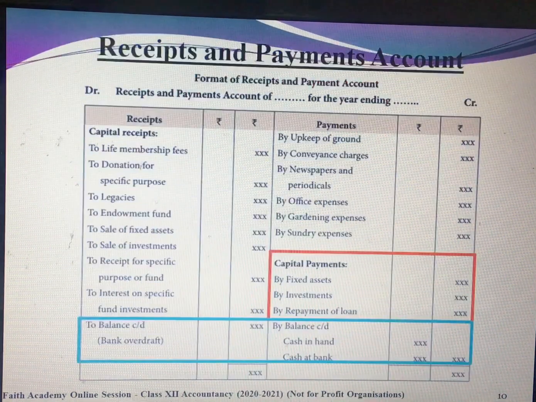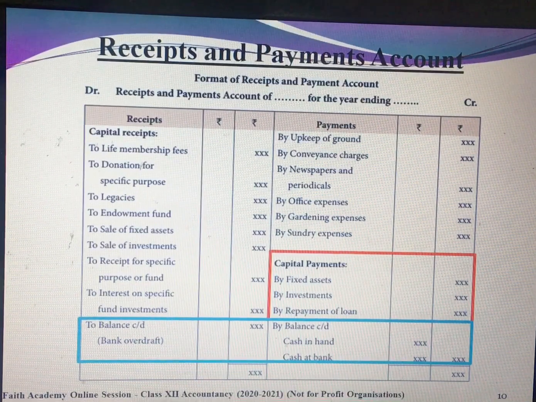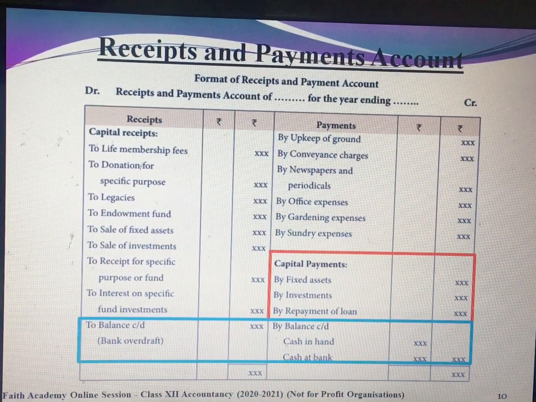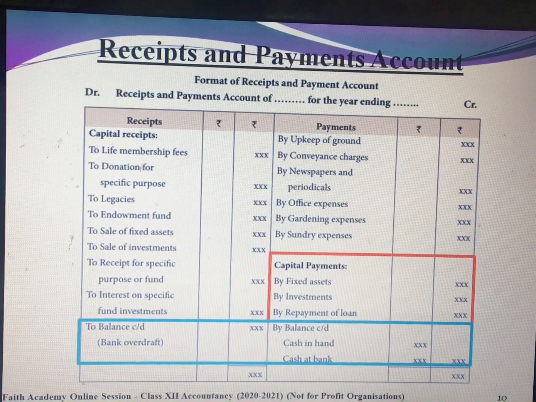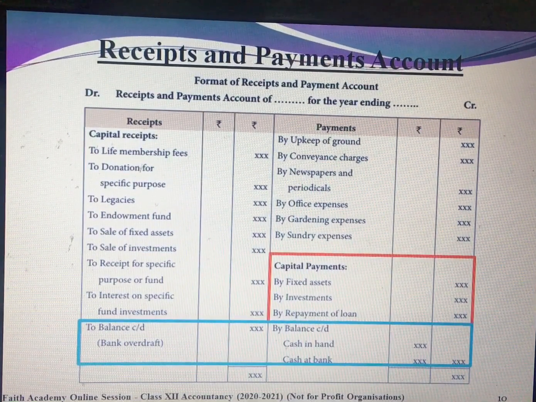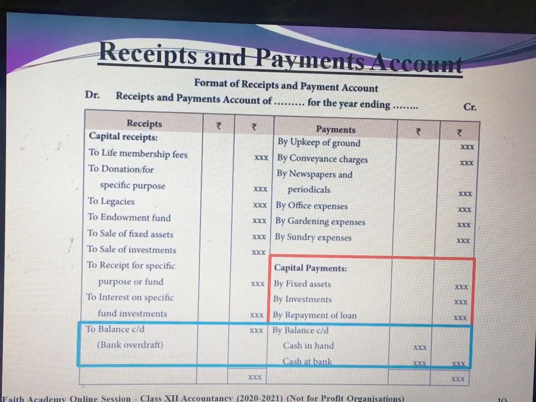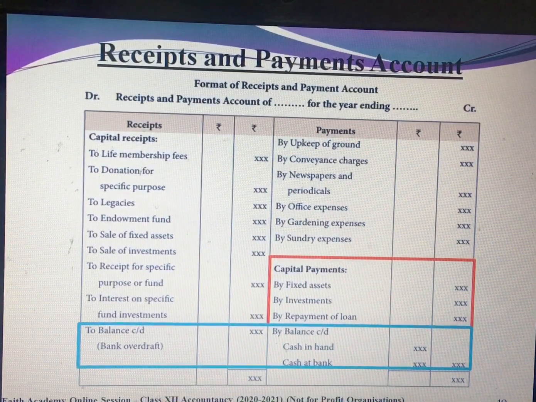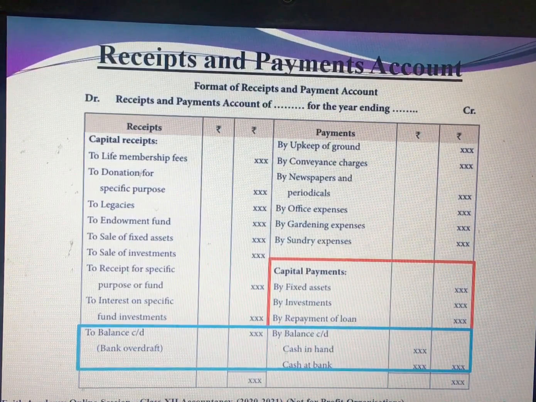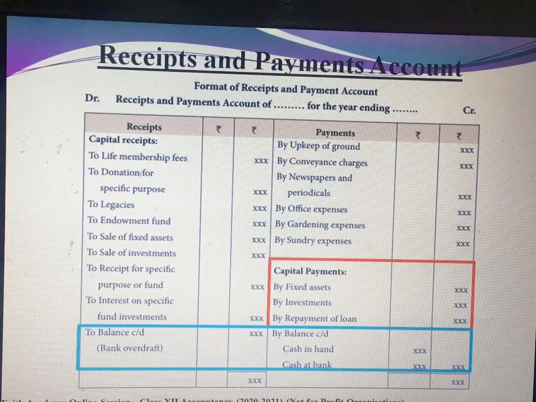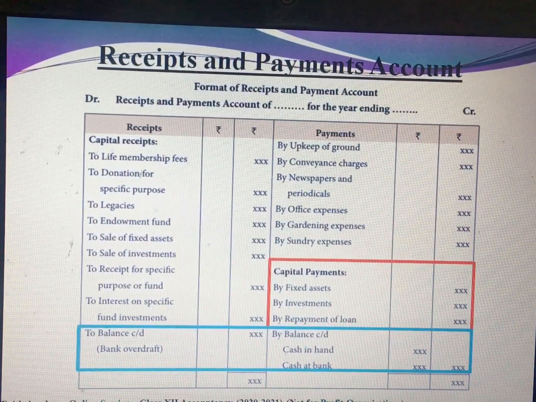Let's go to our next slide where we'll be talking about some capital payments. Capital payments is where we are repaying a loan, where we are buying assets, where we are purchasing investment. When we are closing this account, we have to close this account by the balances of cash and bank. If it's a credit balance of bank, it will be shown on the debit side because it's closing, and then brought down will go to the credit side. So this is the way we make the receipts and payment account.